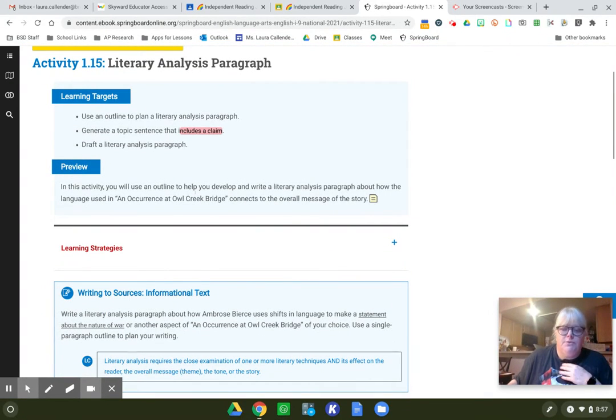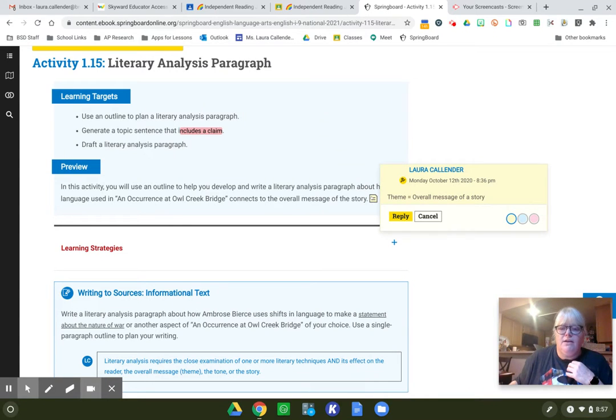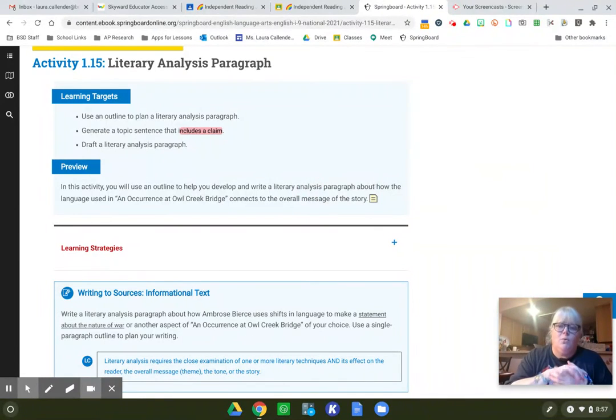In this activity, you will use an outline to help you develop and write a literary analysis paragraph about how the language used in An Occurrence at Owl Creek Bridge connects to the overall message of the story. Now, I put this little sticky note here. The overall message of the story is the definition of the word theme. So really what they're asking you is to take a look at the theme. What do you think the theme of the story is?